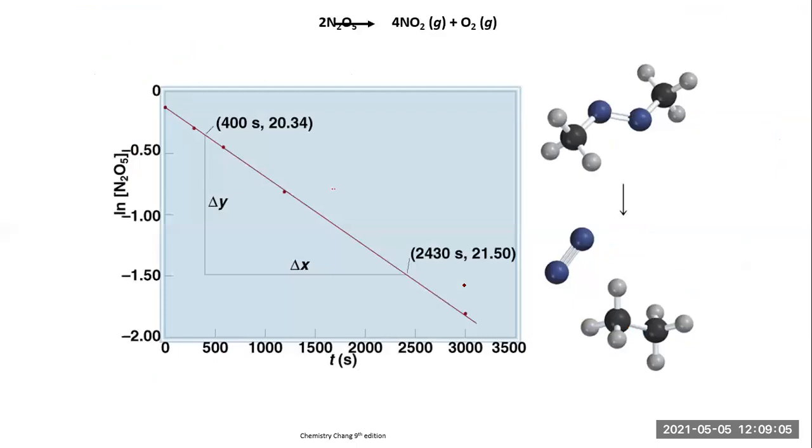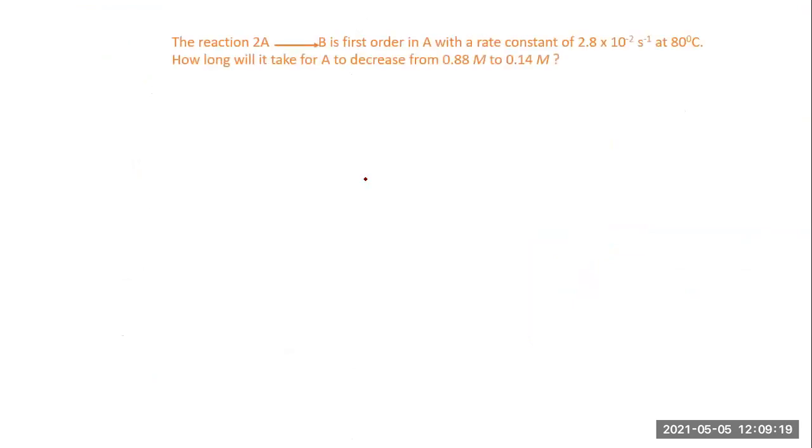Here again is another first order plot. If we took the slope of that line, which is the rise over run, it would equal minus k for this reaction. And again, you can see a pretty linear relationship, and that is very common, which is why we do these sort of linear graphs.